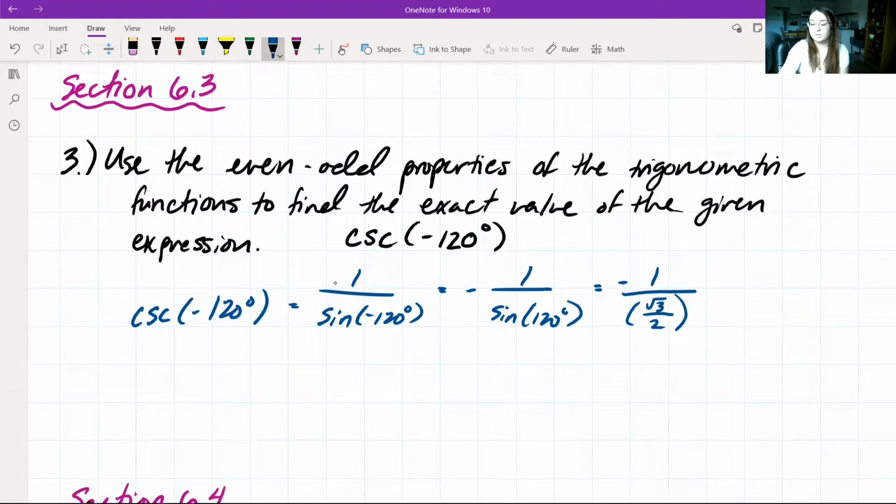Now we have this value and we want to simplify as much as possible. So we have negative 1 over the square root of 3 over 2. We know that 1 over a fraction, we can just reverse the fraction. So now we have negative 2 over the square root of 3. But we don't like having square roots in our denominator, so we'll multiply by the square root of 3 over the square root of 3 in order to get negative 2 square root of 3 over 3.